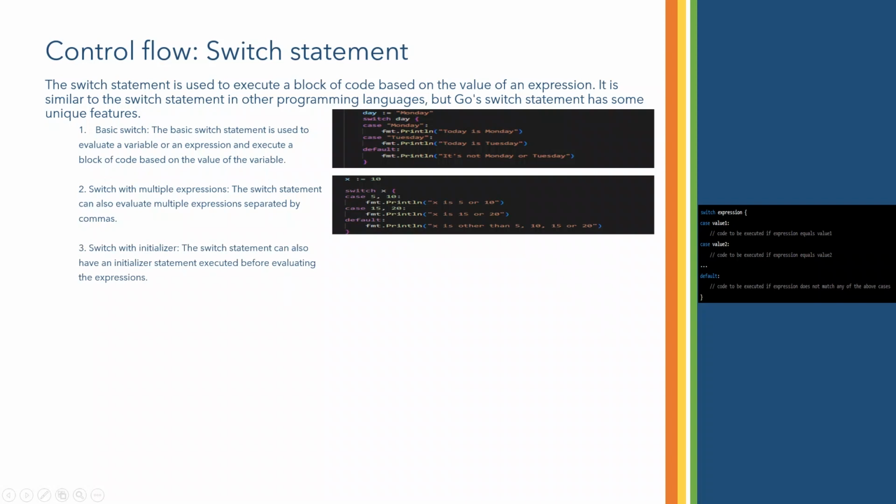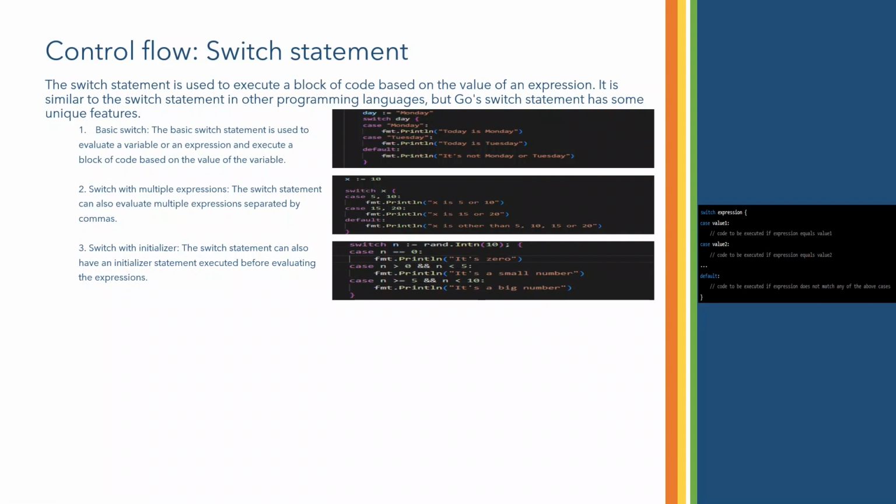The third variation is switch with an initializer. The switch statement can also have an initializer statement executed before evaluating the expression. Example here: switch n equal to random int of 10. If n is 0, it's zero. If n is greater than 0 and less than 5, it's a smaller number. If n is greater than 5 and less than 10, it's a bigger number. So you can handle it like this with the initializer.